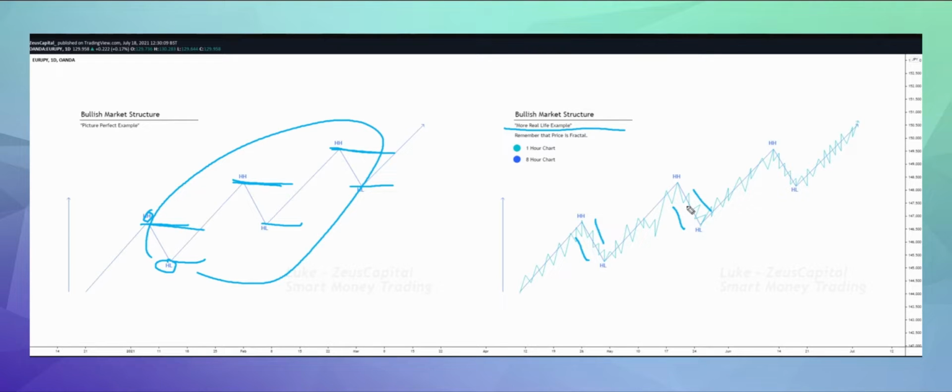then price is still moving upwards. But the minute price breaks a higher low, that's when the uptrend would invalidate and we would now be in a bearish trend. Now before I move on, I must clear this up.